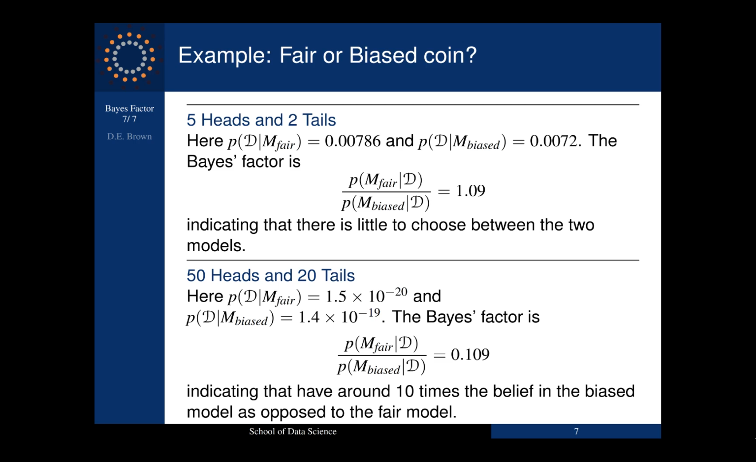And this is how Bayes' factor is used to choose between models. It gives us a sense of how strong the evidence is for one model versus another.